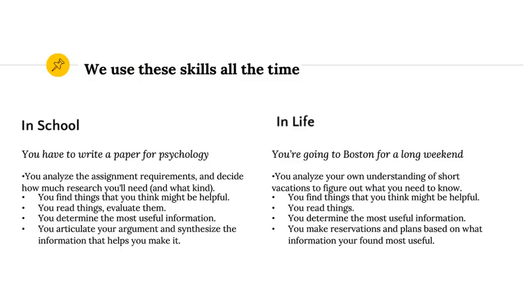Sometimes we're pretty good at it, and sometimes our skills might need a little bit of improving. So 2 examples. In school, say you have to write a psychology paper. You look at the assignment and try to figure out what sort of information you'll need, what kind of research you'll do, and how much research you'll need. You find things that you think might be helpful and that will fit the requirements of the assignment.